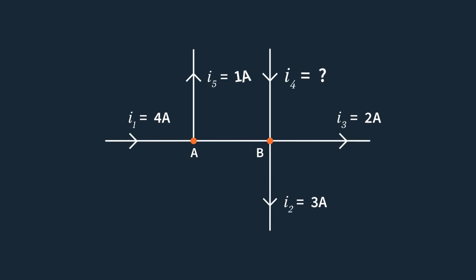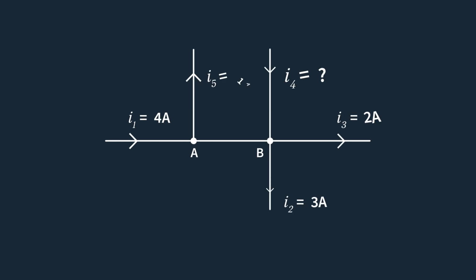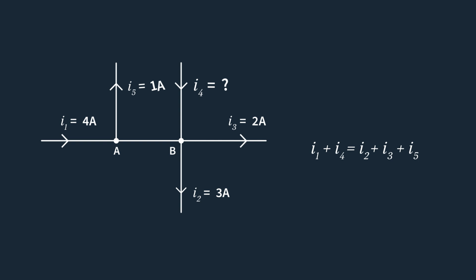Now, to find the value of I4 in the given circuit, we can apply KCL. Since points A and B are electrically the same point, we consider them as the same node. Again, according to KCL, the sum of currents entering a node is equal to the sum of currents leaving the node. Hence, the currents entering the node are I1 and I4, while the currents leaving are I2, I3, and I5. Applying KCL, we can equate the sum of all the currents entering the node with the sum of the currents leaving the node. I1 plus I4 equals I2 plus I3 plus I5.